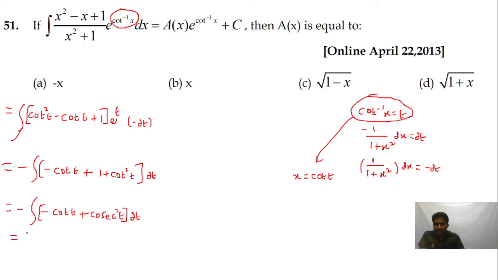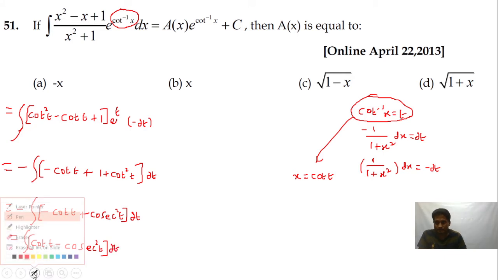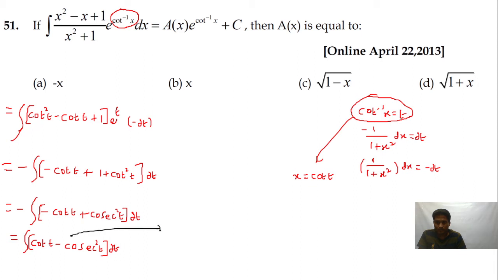Shift that minus inside. This will be equal to cot t minus cosec square t, and then this is dt. Now this is of the form e power t, I left out. So this is e to the power of t. Otherwise, how will you integrate? Left out is e power t dt. So this is e to the power of t into dt.